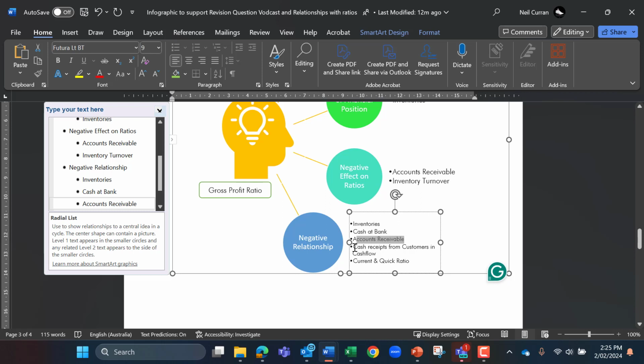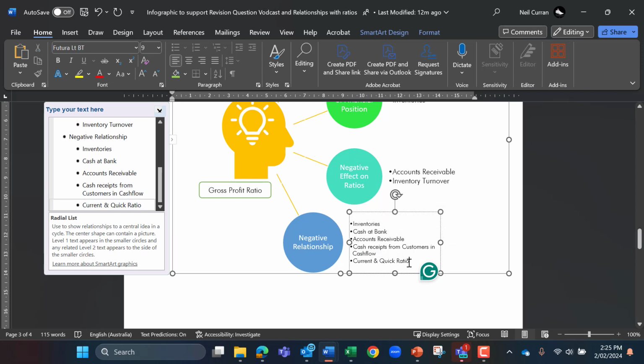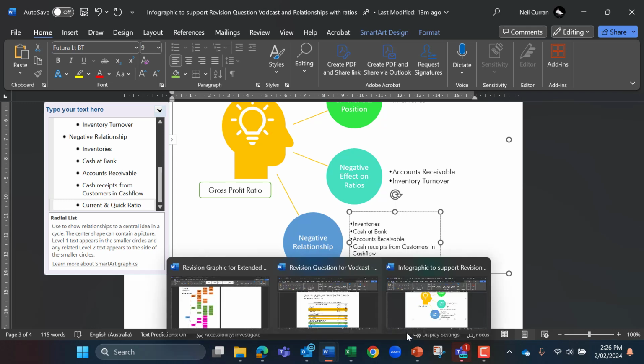You also need to look at, if you are given a cash flow statement, whether our receipts from our customers in our cash flow statements have gone up or down. If it's gone down, that will signify that we're not actually generating enough cash from our sales, and a lot of our sales is getting caught up in our accounts receivable, and they are not actually paying on time. You'll also notice if our net profit and our gross profit ratio is decreasing, that our current and quick ratio will go down as well.